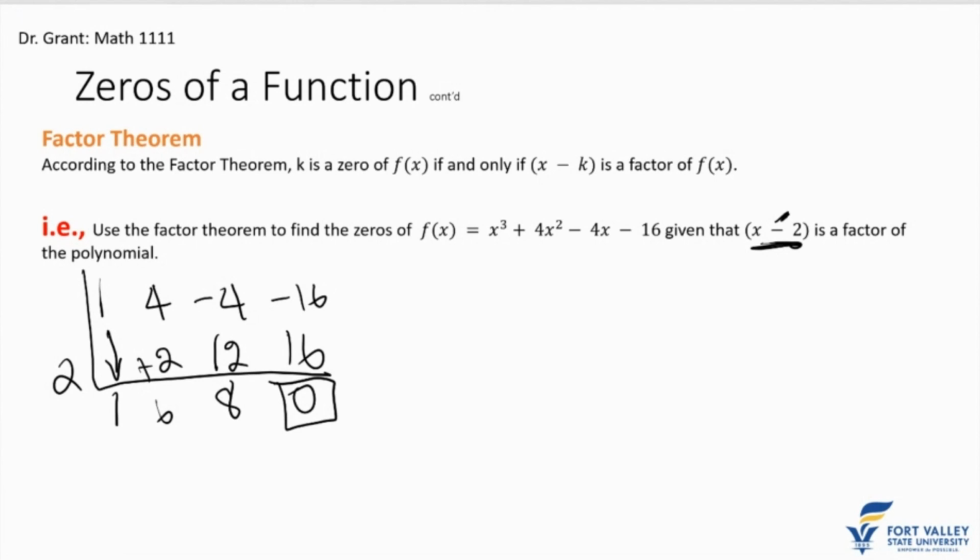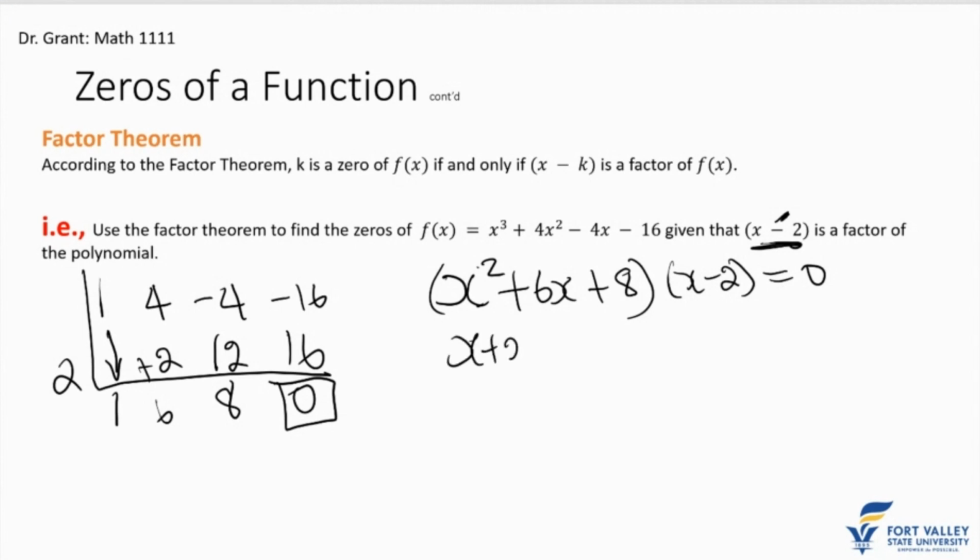So that means my solution becomes x squared plus 6x plus 8. And this times x minus 2 should be equal to 0. Again, we need to find two numbers that multiply to give us 8 and add to give us 6. 2 times 4 is 8. So I will say x plus 2, x plus 4.